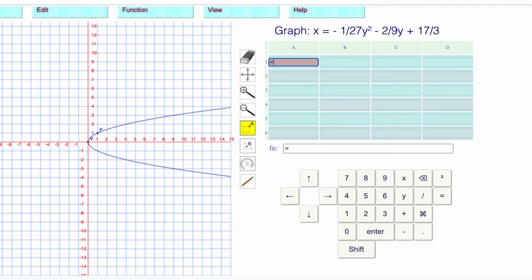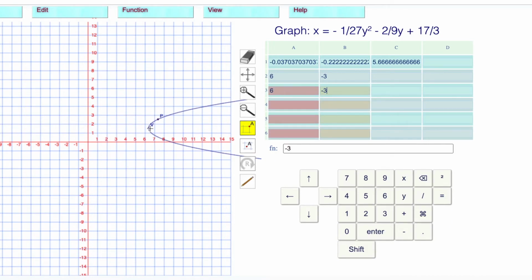The a is equal to negative 1 over 27. The b is equal to negative 2 over 9. And the c is equal to 17 over 3. The k is negative b all over 2, all over the a. H is a times the x squared plus the b times x plus the c. We have 6, negative 3. Just drag that to 6, negative 3. It is opening this way.